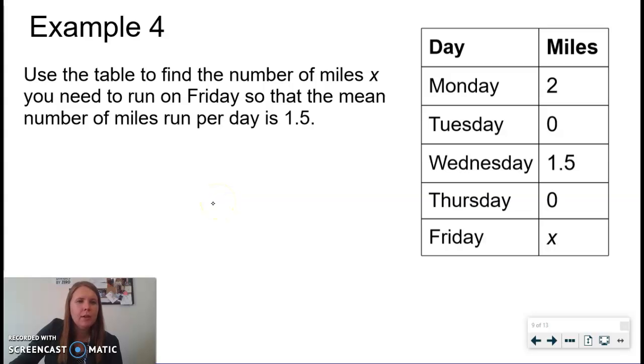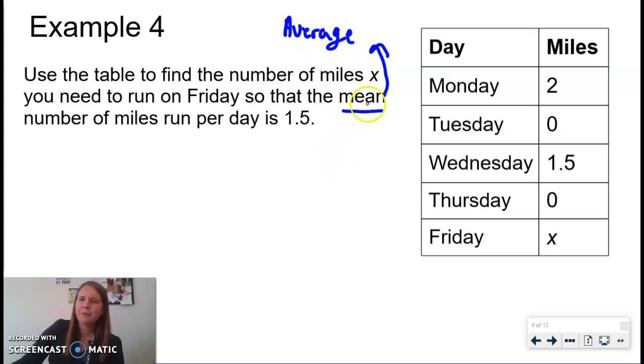kind of example here. Use the table to find the number of x you need to run on Friday so that the mean number of miles run per day is 1.5. So this is actually going to be a mean problem, okay? What is another name for mean? It is average. When you're finding the average, you're adding up all those data values and then dividing by how many there are.